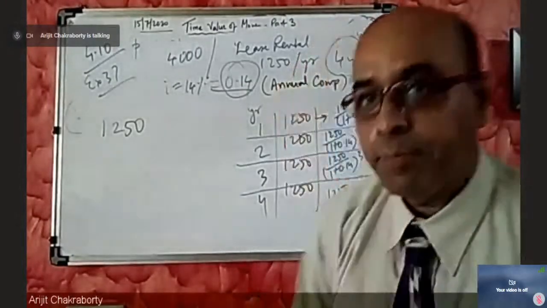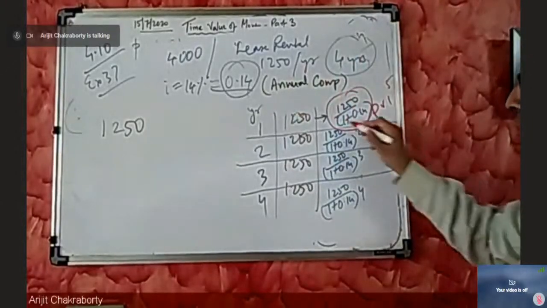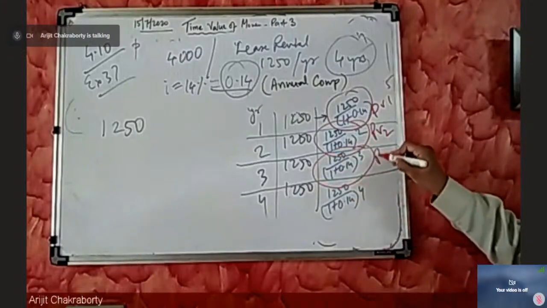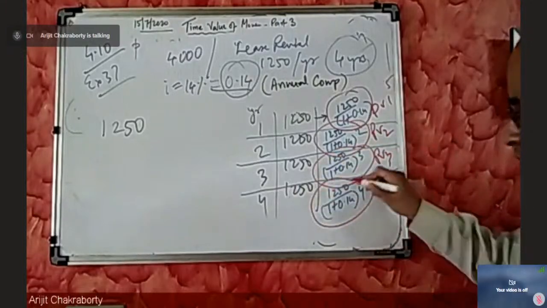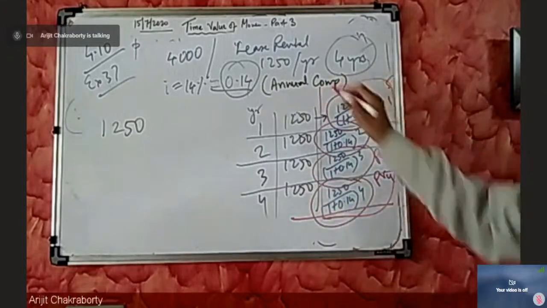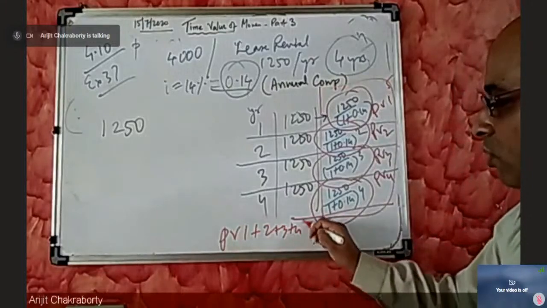Okay. So this is the present value. This is the present value for year 1. Present value for year 2, PV2. Present value for year 3, PV3. And present value for year 4, PV4. This total will give you PV 1 plus 2 plus 3 plus 4.